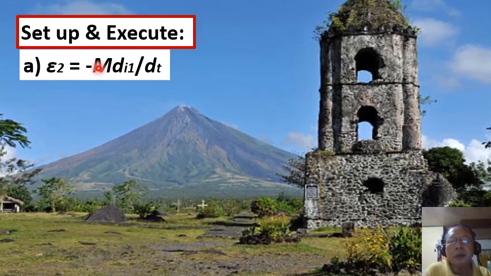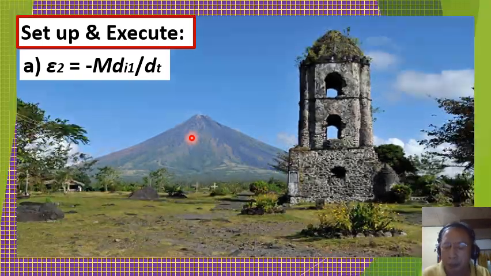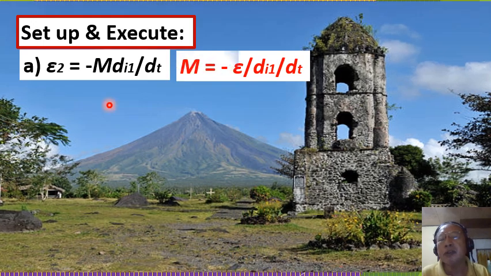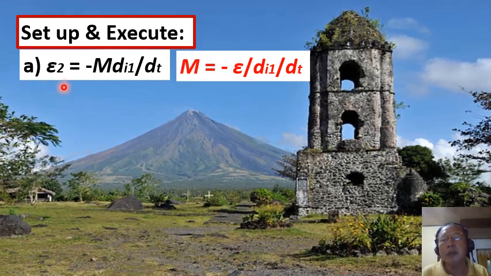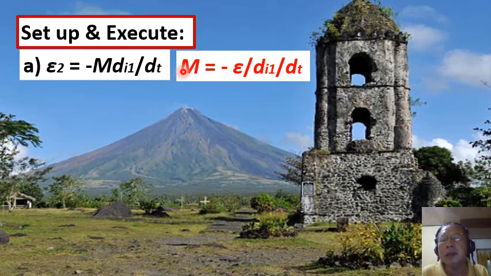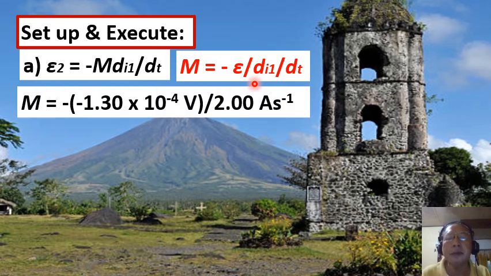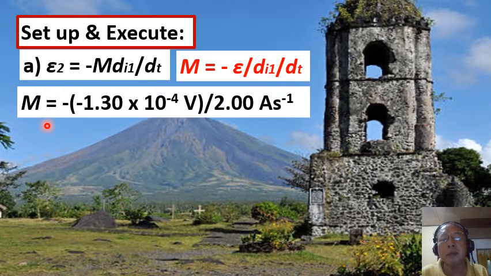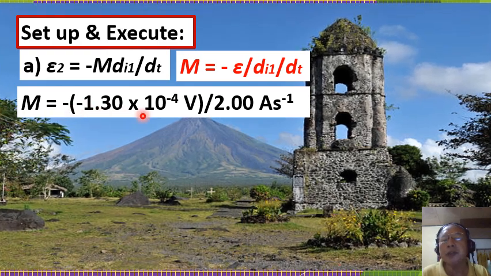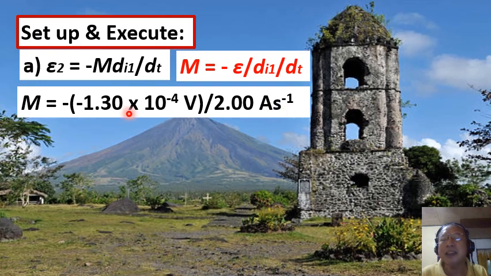Since what we are required to find is the mutual inductance, capital M, we just isolate capital M and come up with this working equation. M equals negative epsilon divided by dI1/dt. When we substitute the given values, we have capital M equal to negative quantity negative 1.30 × 10^-4 volts divided by 2.00 amperes per second.